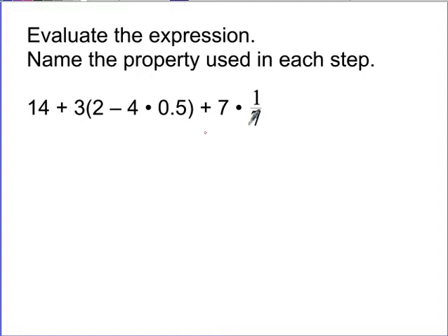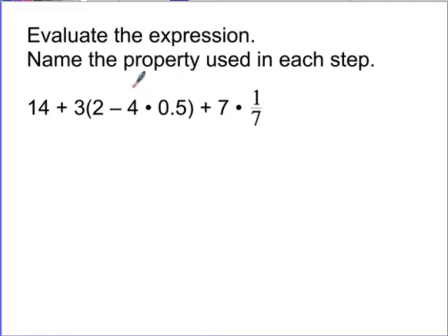I have 2 examples. You can follow along in your notes. 14 plus 3 times the quantity of 2 minus 4 times 0.5 plus 7 times 1/7. So we're going to take one step at a time, and every step that we take, as we simplify this expression, we're going to state what property we used, okay? Where do I have to start in simplifying, Addison? You have to take 2 minus 4 times 0.5. Okay, what one thing do I need to do first? Because we're going to do one step at a time.